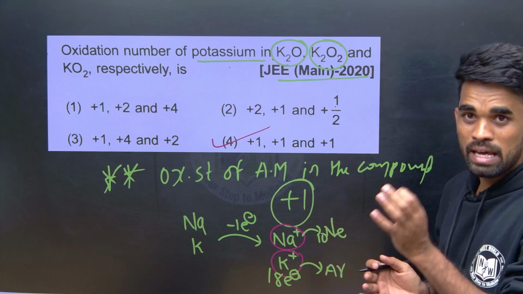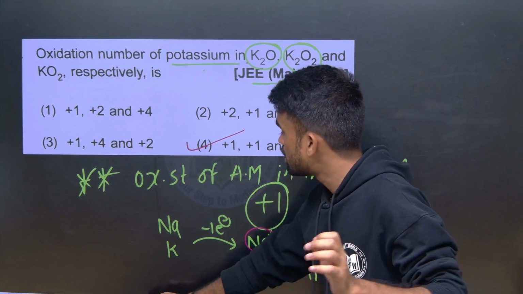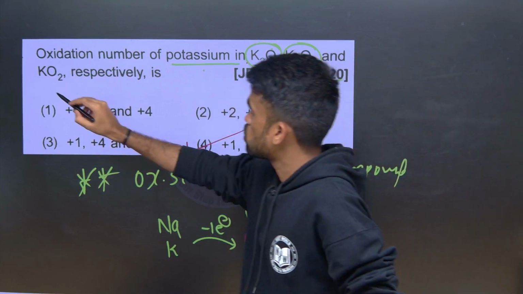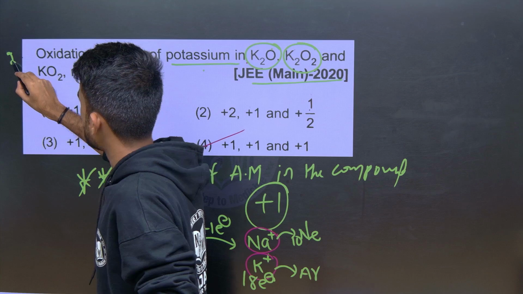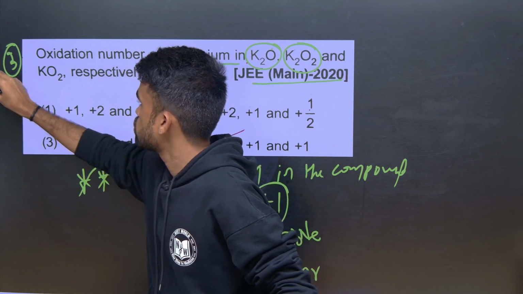Now my main question for you is to calculate the oxidation state of each oxygen in these three compounds. In this question, let us say question number 3, I think. Hashtag question number 3 as your homework question.